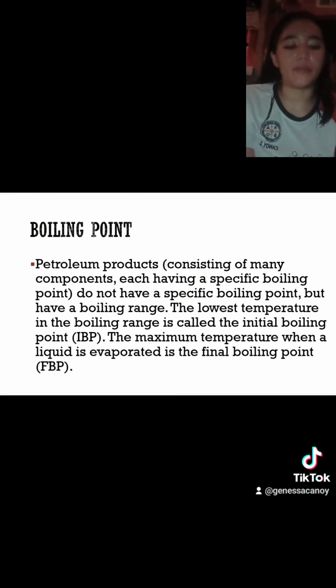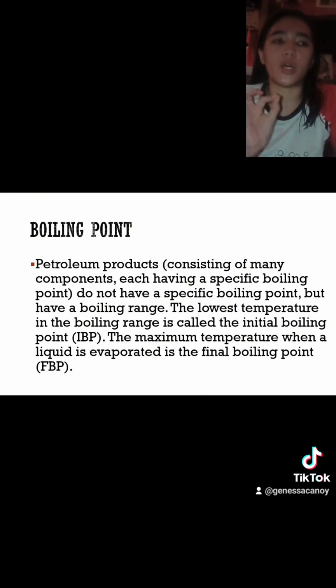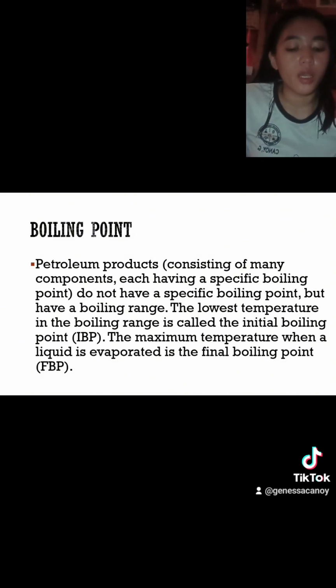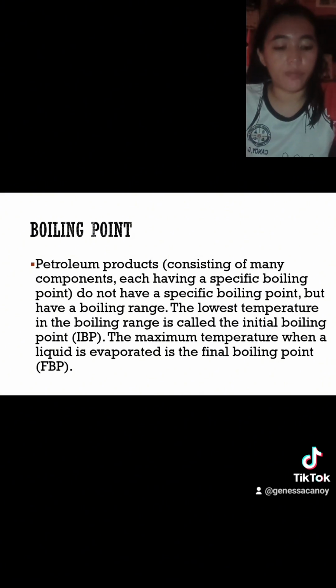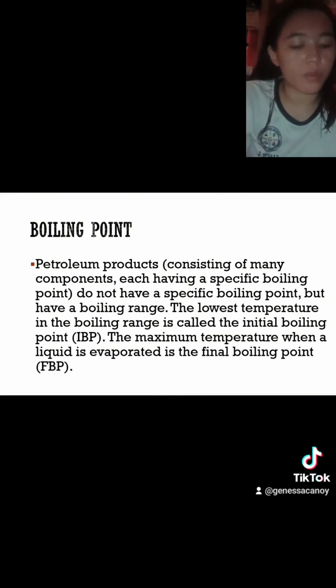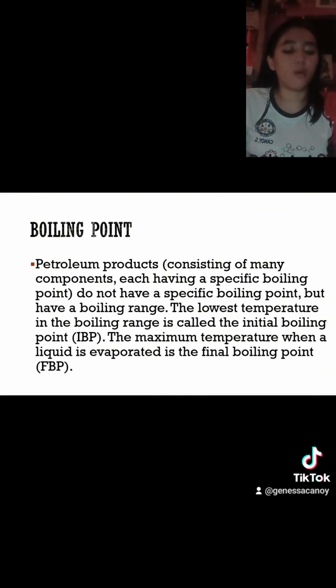The boiling point of water is 100 degrees Celsius. Ethanol is 78.37 degrees Celsius. A petroleum product consists of many components and does not have a specific boiling point but has a boiling range. The lowest temperature in the boiling range is called the initial boiling point. The maximum temperature at which the liquid is evaporated is the final boiling point.